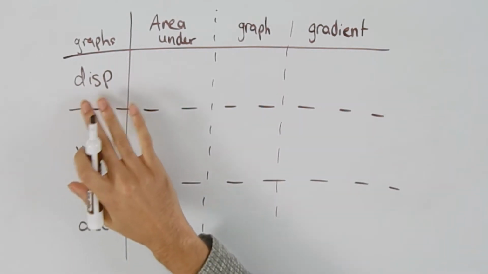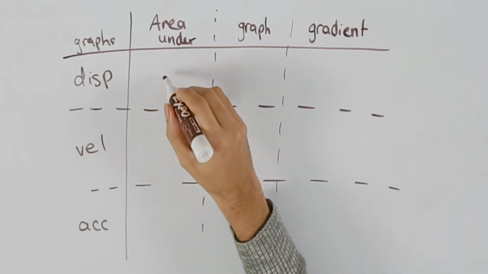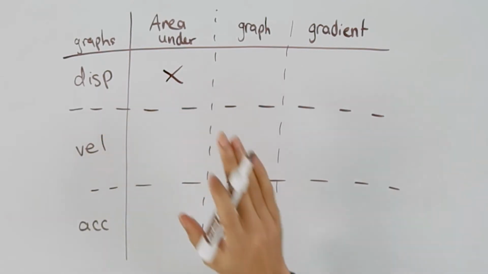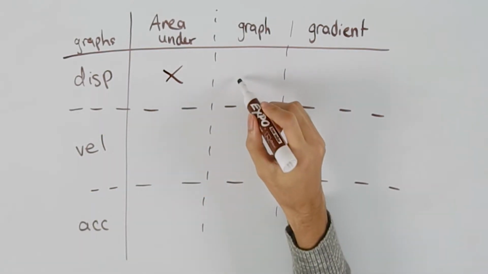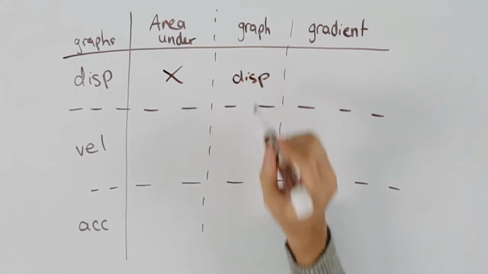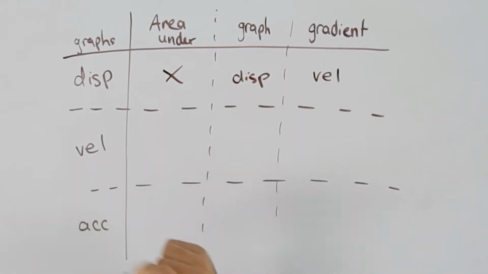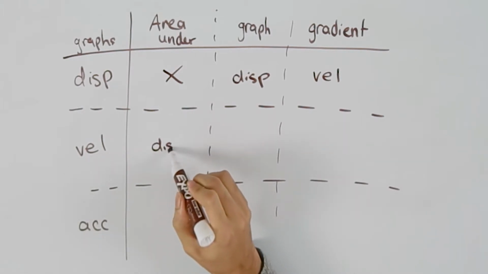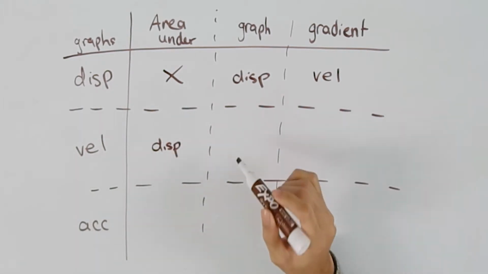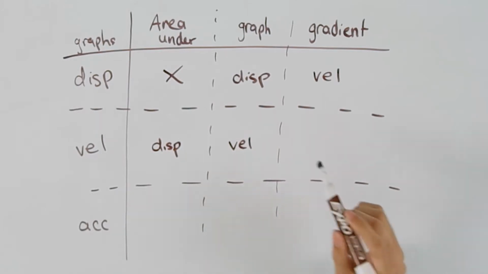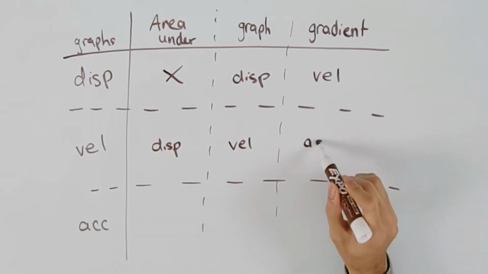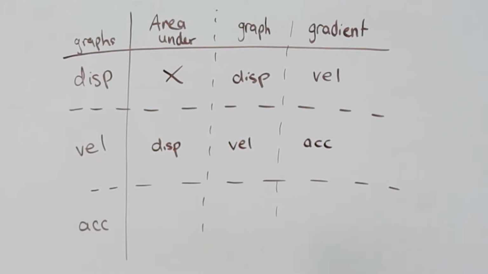So for the displacement graph, the area under it doesn't give you any useful information. The actual graph itself shows you the displacement. The gradient of it tells you the velocity. Now for a velocity graph, the area under it shows you the displacement. The graph itself shows you the velocity, and the gradient will show you the acceleration. The area under an acceleration graph will show you the velocity. The graph itself will show you the acceleration, and the gradient won't be anything useful.